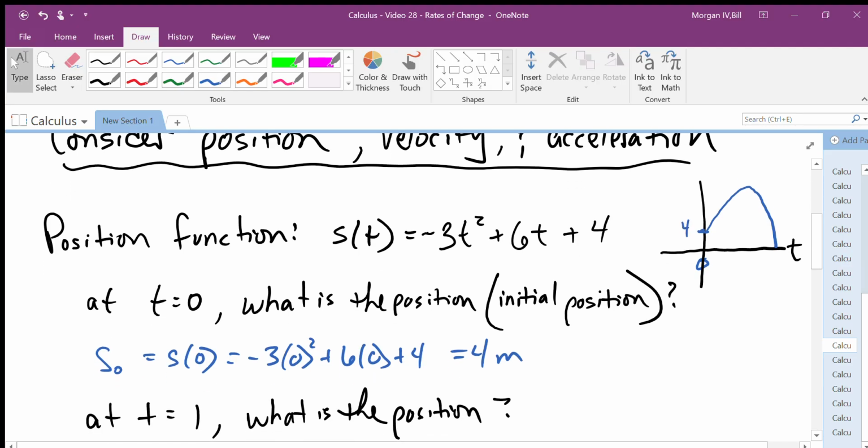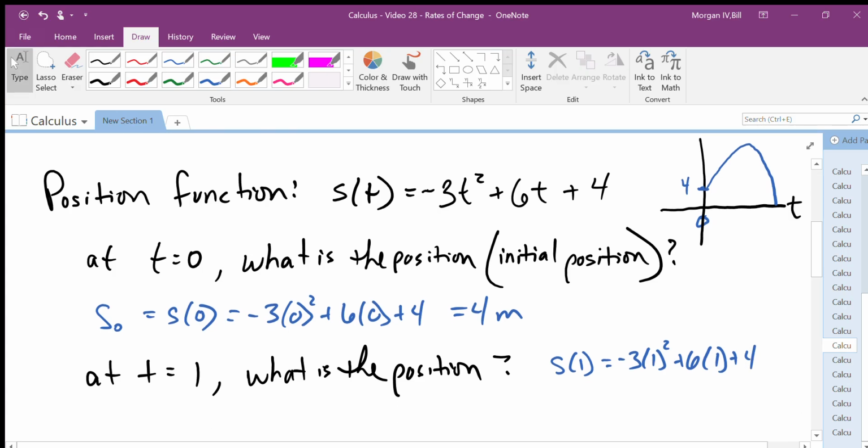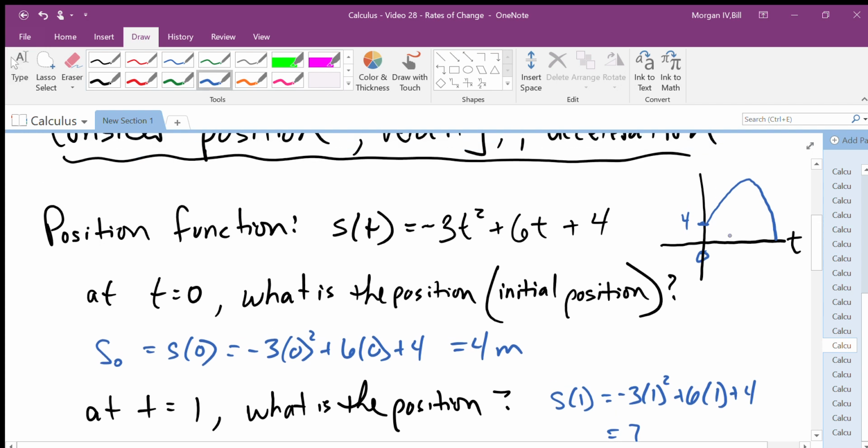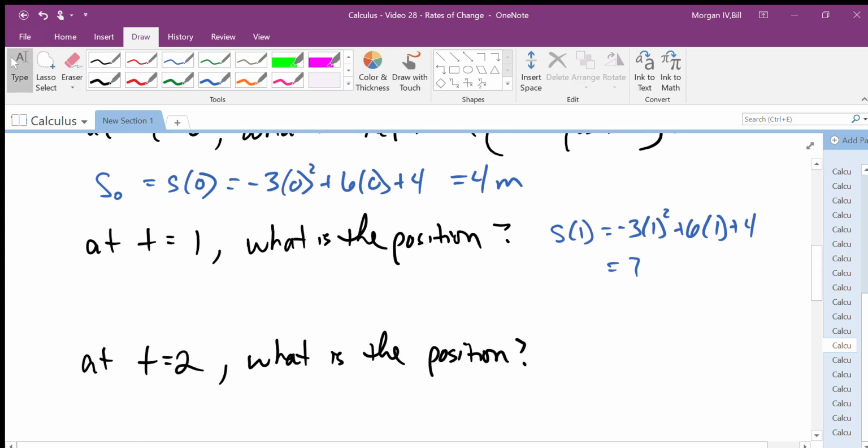At time equals 1, what is the position? Well, to find that, we simply can plug in 1 for the time. Negative 3 times 1 squared plus 6 times 1 plus 4. Negative 3 plus 6 is 3, plus 4 equals 7. So at time 1, wherever time 1 happens to be, I kind of know the answer, so I'm going to put it right here. We see that the y value, the position of the ball, is at a height of 7. And we can do this for all the values of t. Where is it at time equals 2? What's the position at time equals 1.5?